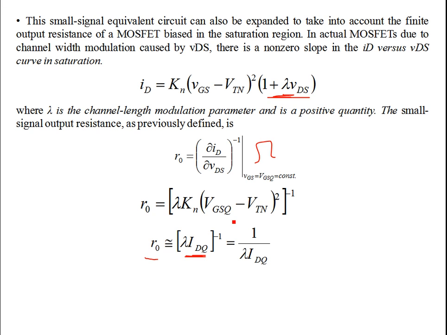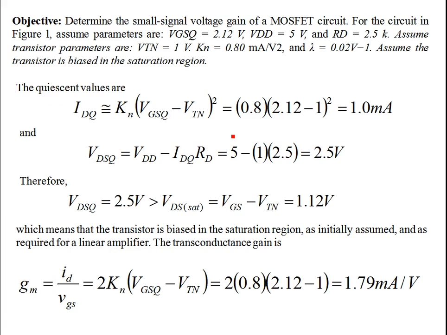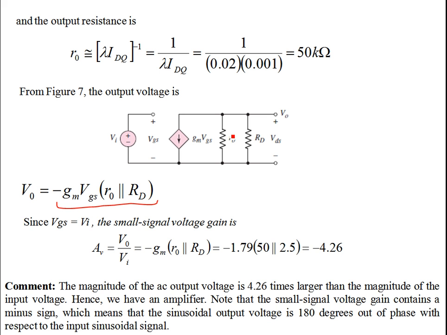But at the output, due to the channel width modulation parameter lambda in actual MOSFETs, you don't have this plateau region. It varies like this. Therefore, you need to consider the gradient. So you have this R0, the finite resistance given by partial ID by partial VDS. The expressions for the NMOS device and PMOS device are very similar. That's the first thing. There's a phase reversal, there's a negative sign.